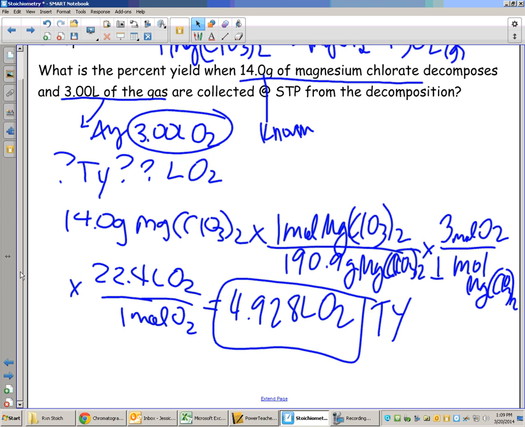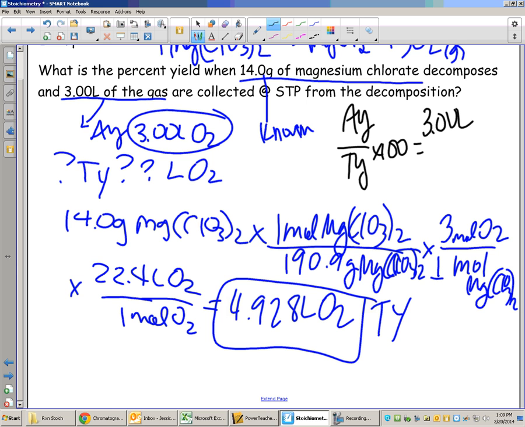How do I get percent yield? Right, actual yield over theoretical yield times 100. So actual yield was 3 liters. Theoretical yield is 4.92 liters. Times 100, what is that? I heard somebody, thank you. 61-ish%. Is this person really good in the lab? Maybe they're a rookie and they're still working at it, but come on, 61%? We can do better. We can do better.